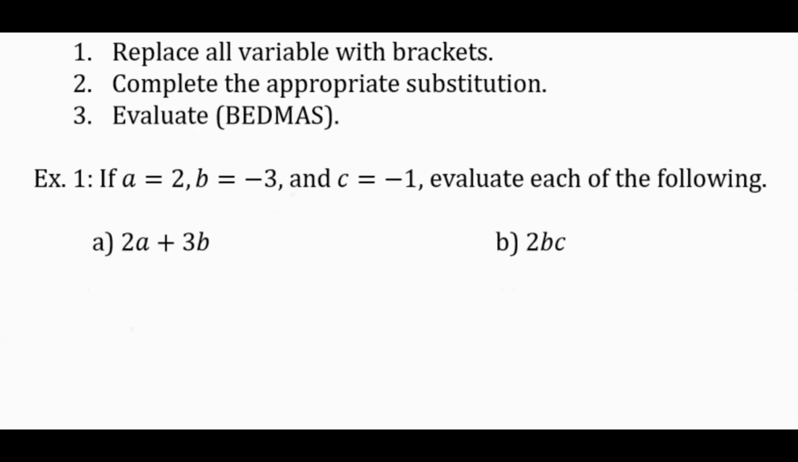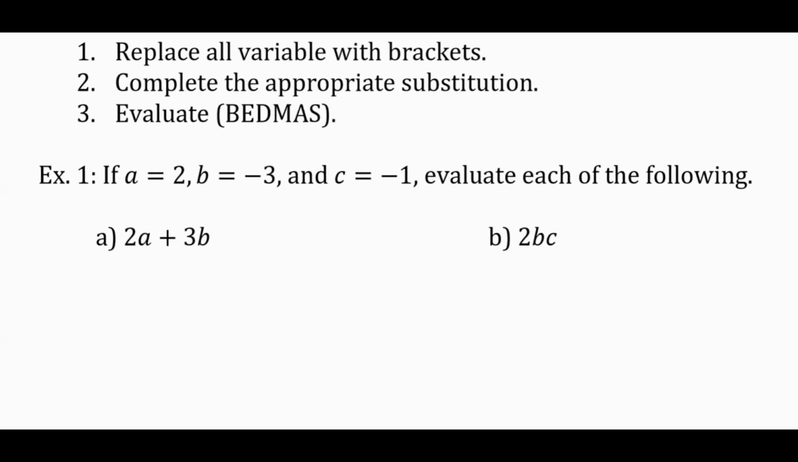It says if A is 2, B is -3, C is -1, evaluate each of the following. So I'm going to leave a little bit of space because I'm going to write over top. I'm going to write 2 and look at how I put empty brackets, and then 3 and then empty brackets. You don't have to do it in this order. Once you get good, you'll probably substitute as you write it. But again, this is where I'm encouraging you. Try this once or twice doing this.